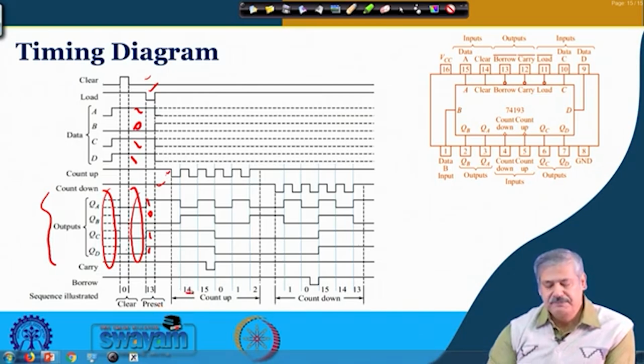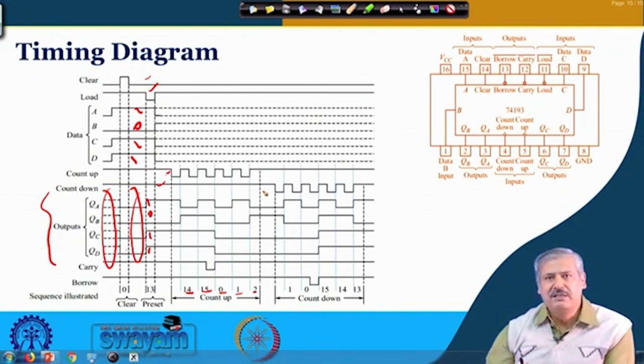It will go to 14. After that, it will go to 15. After that, it will go to 0, 1, 2, and so on, 3. But what you are doing, just to illustrate how count down happens, you consider that count up has remained high. So, no more clocking, no more state change, it is remaining at 2, and count down was also high.